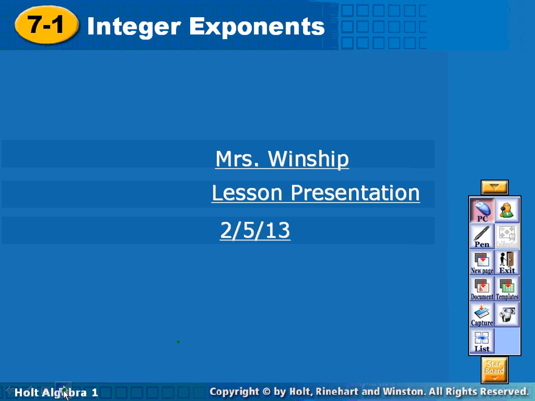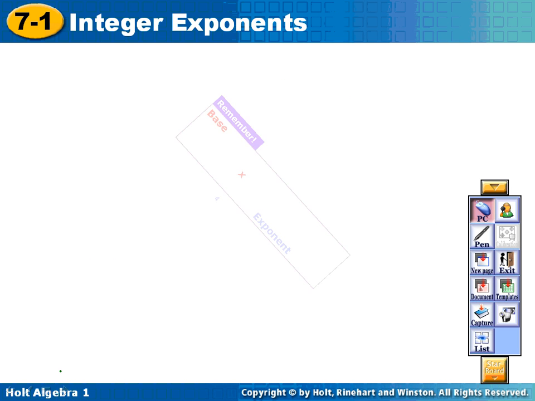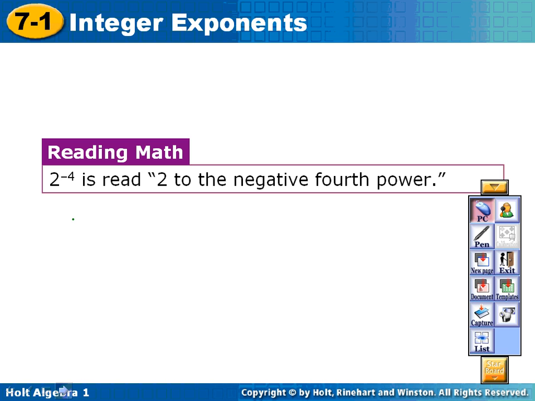We're going to start our lesson presentation today by doing some integer exponents. So let's get busy. Our objectives: we're going to evaluate expressions and simplify expressions containing zero and integer exponents. Remember our terms for exponents. The base is the big number, and the little number is called the exponent. 2 to the negative 4 is read as 2 to the negative 4th power.